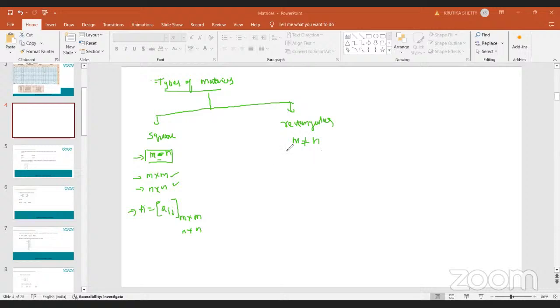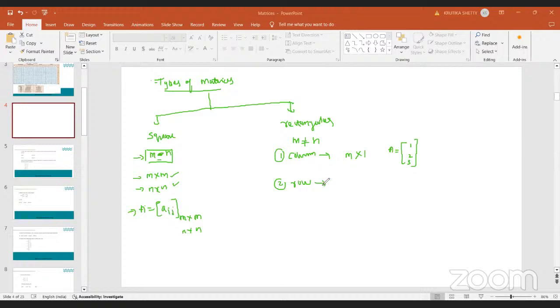Here there are two simple types. One is a column matrix, and next is a row matrix. In a column matrix, the number of columns is always equal to 1, so its order will be of the type m cross 1. I'll write an example: A is equal to, it will have many rows. See, there are 3 rows in this, but there is 1 column. If a matrix has only 1 column, then it is said to be a column matrix.